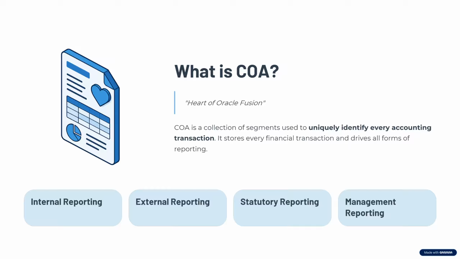Here we need to understand what the segments are. I can say segments are company, department, accounts, and product lines, projects, future segments. These are the segments. What COA does is uniquely identify every accounting transaction. It gives the unique code combination.